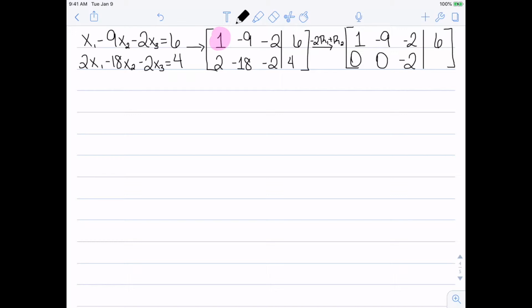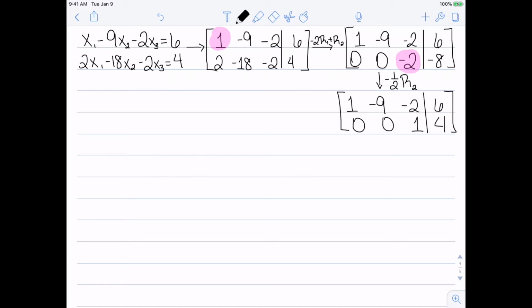And then negative 2 times 6 is negative 12, plus 4 is negative 8. My next pivot is going to be in the third column. So I need to get that to be a 1. And I'll do that with negative 1/2 row 2. The first row won't change. And then the second row I just need to divide by negative 2. That gives me 0, 0, 1, 4. Finally, I need to get zeros in the rest of that column. And I'll do that with 2 times row 2 plus row 1.